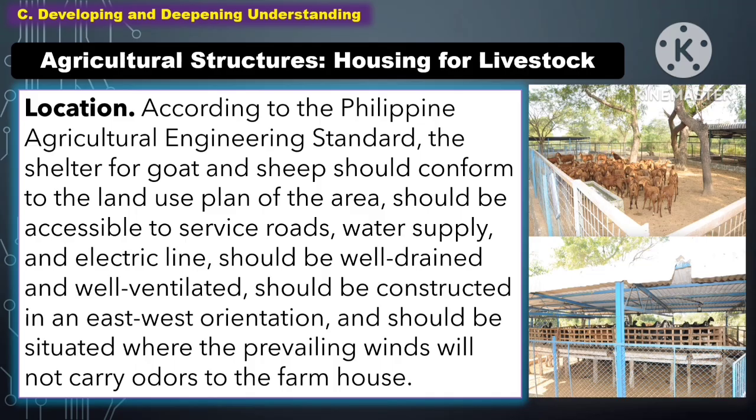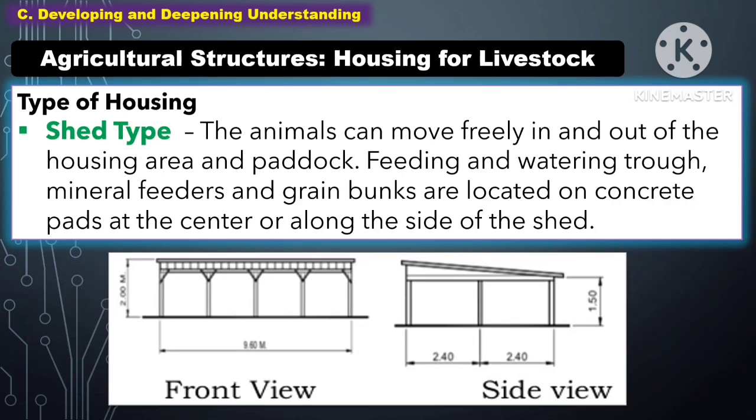When it comes to location for the livestock, according to the Philippine Agricultural Engineering Standard, the shelter for goat and sheep should conform to the land use plan of the area, should be accessible to service roads, water supply, and electric line, and also should be well drained and well ventilated. It should be constructed in the east-west orientation and should be situated where the prevailing winds will not carry odors to the farmhouse. The following are the types of housing for livestock.